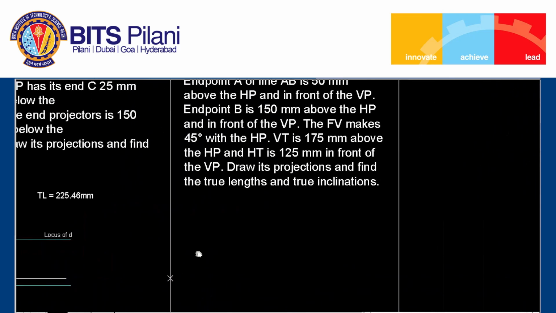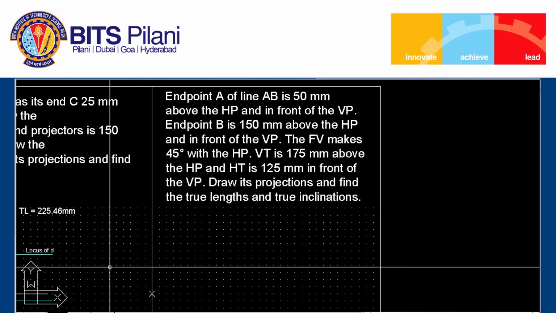Second problem we will discuss. End A of line AB is 50 millimeter above the HP and in front of the VP. End B is 150 millimeter above the HP and in front of the VP. The front view makes 45 degrees with the HP. VT is 175 millimeter above the HP and HT is 125 millimeter in front of VP. Draw its projections and find the true length and true inclinations.